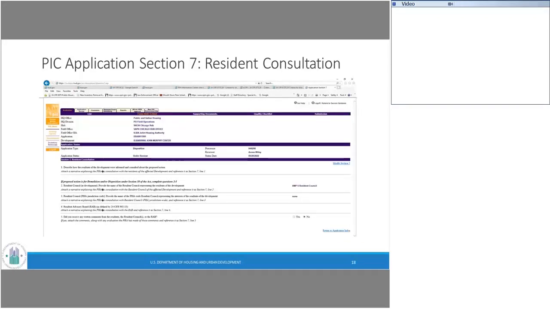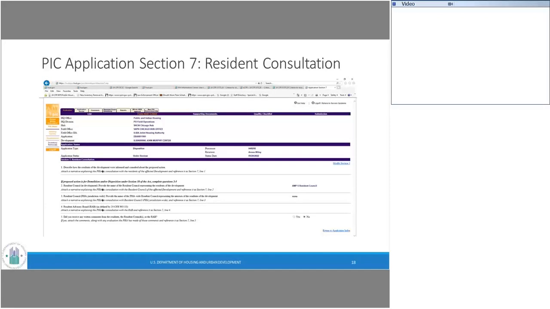Section 7, resident consultation. Again, I will not be going into detail because Victoria will speak on that further. We're just looking here to make sure that the boxes were checked. It asks to describe how the residents of the developments were informed. And here, again, is guidance: attach a narrative explaining. So please read, and be mindful of the guidance that the application gives you.